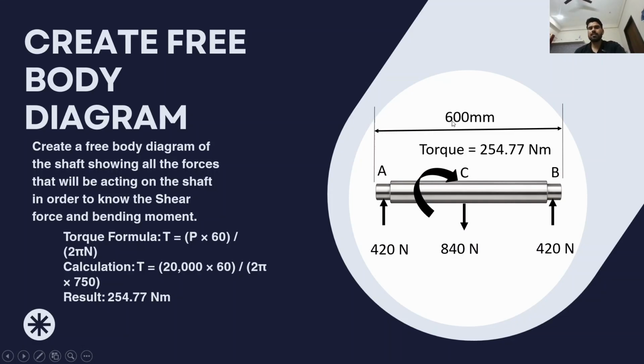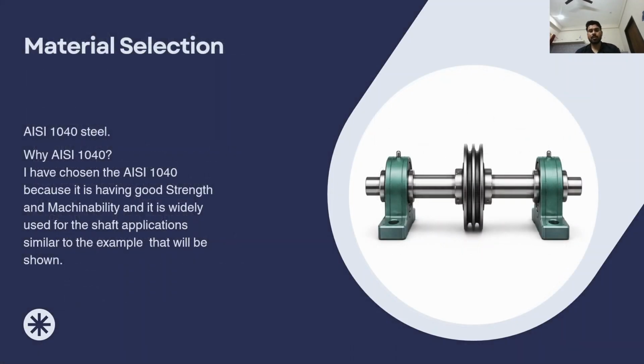254.77 Newton meter, and span is 600 millimeter, and the torque formula is a very popular formula. As a mechanical engineer you are aware, T equals P into 60 divided by 2 pi N, and if we do the calculations by putting the given data values we will get 254.77 Newton meter. One tip I have to give you: while solving problems keep a strict eye on the unit system. Here I am writing the torque value in Newton meter, and in a later case I will require some other unit also.